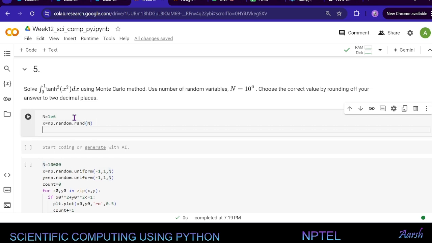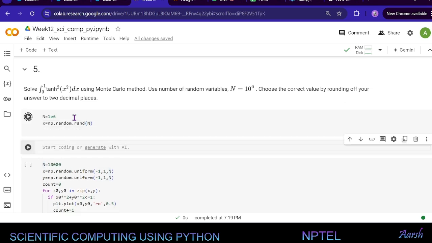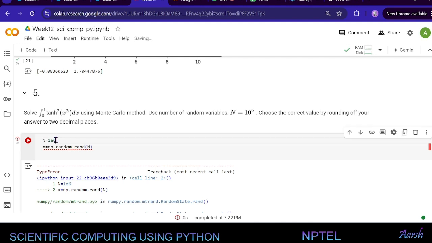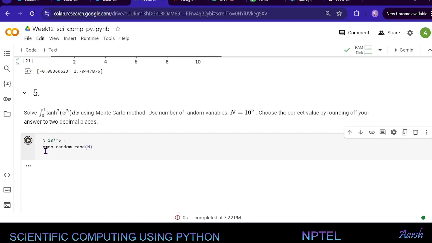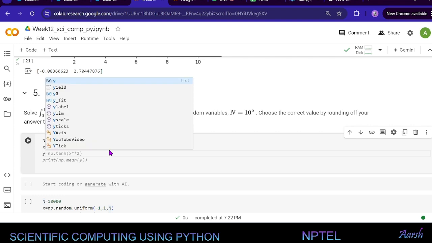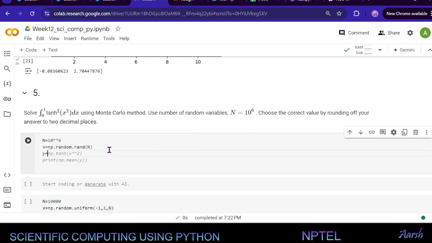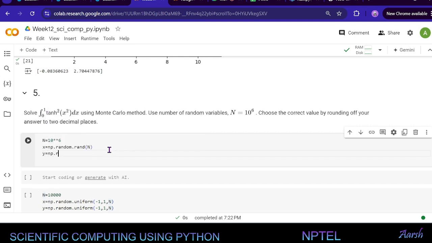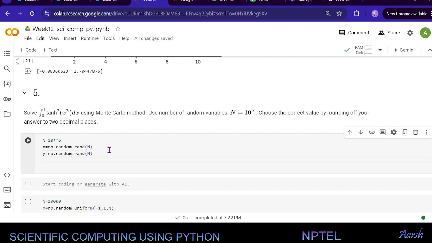So open. Wait, this might not work. Let's just see. Yeah, because this is treated as a float object, and this is the number of random numbers that we want. So we should write 10 to the power 6. Okay. Similarly, we generate random y values. Okay, so x and y are not the same arrays, right? Because we are not specifying a seed or anything, so it's generating a different sequence.